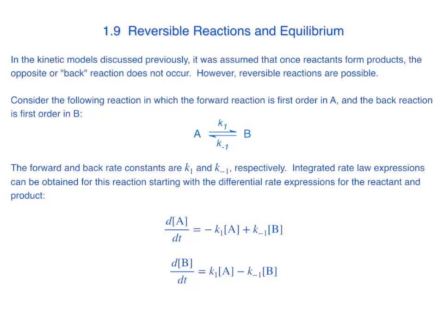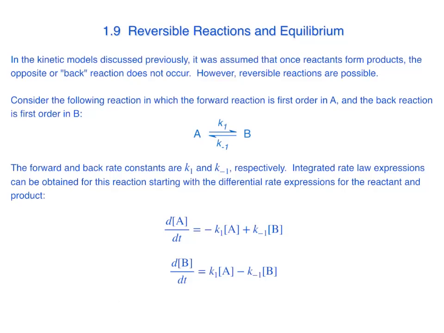In this video, we're going to cover section 1.9, reversible reactions and equilibrium. So in the kinetic models discussed previously, we assumed that once reactants formed products, the opposite or back reaction didn't occur. However, reversible reactions are definitely possible.